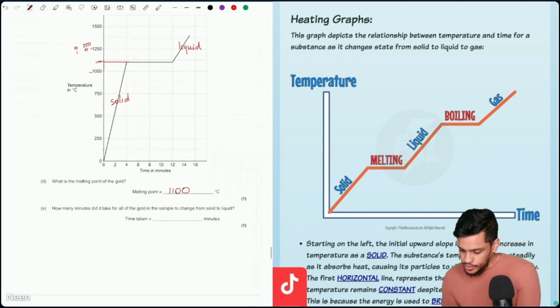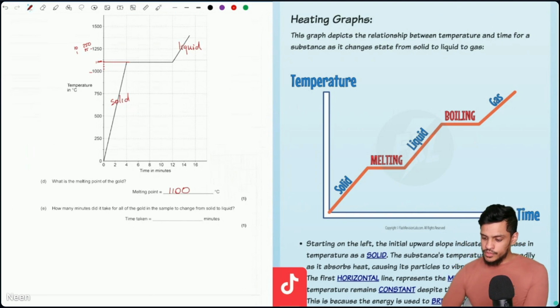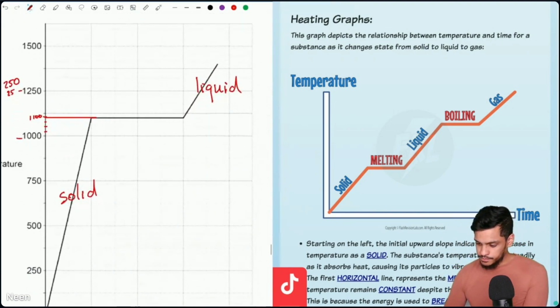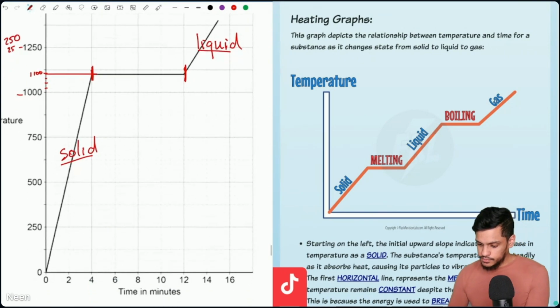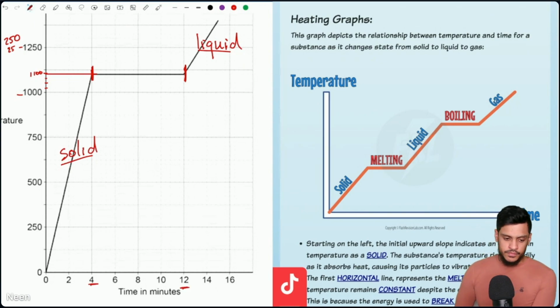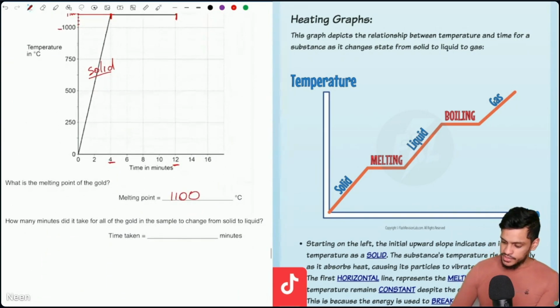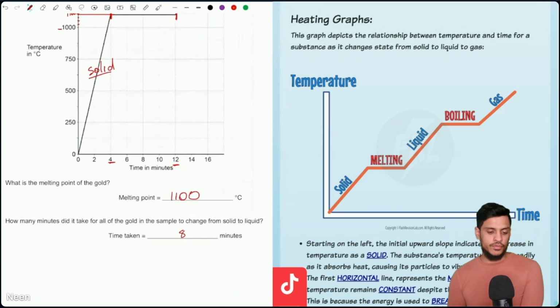How many minutes did it take for all the gold in the sample to change from solid to liquid? What would you say the answer to that is? So remember, this first line is for a solid. The second line is when it's turned into a liquid. So basically from here to here is the time it takes for it to melt. So you've got to read it off. 4 and 12. So it goes from 4 to 12. So that means it is, yep, well done, 8 minutes. Because it goes from 4 to 12 minutes. Cool.